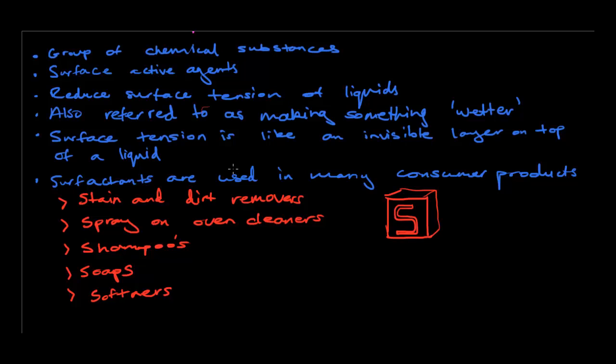Now I'm going to give you a little tip, and this will probably help you in remembering what products. My tip is to remember products that start with S. Mainly because, have a look at this. All these start with S, and they're all things that have surfactants in them. So stain and dirt remover, spray-on oven cleaners, shampoos, soaps, and softeners like fabric softeners, these all have surfactants in them. So that's a good way to remember it.